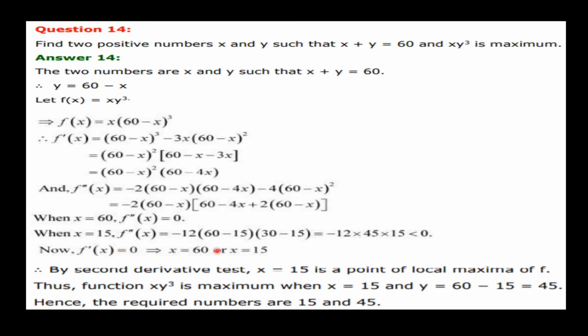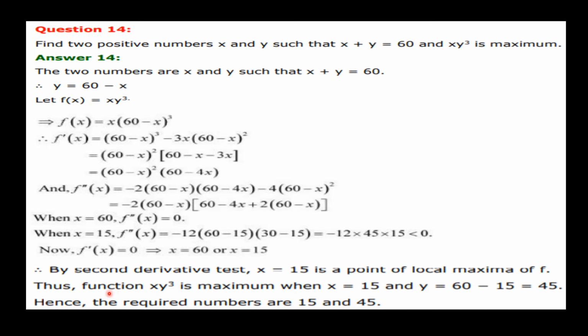After finding these two critical points, we substitute in f double dash of x. When we substituted x is equal to 0, we got f double dash of x is equal to 0. So we ignore this point. When x is equal to 15, then f double dash of x is a negative number, so less than 0. So by the second derivative test, x is equal to 15 is a critical point or turning point or stationary point. This is also called a point of local maximum of f. Okay, my children, this is another name. Understood this point, my children?